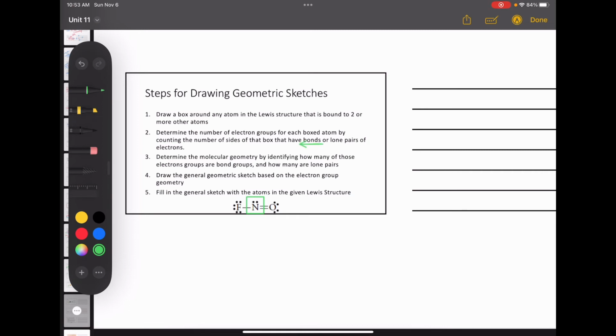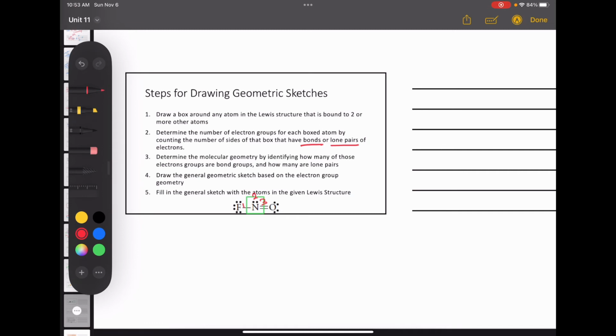So we're doing bonds and lone pairs. We're counting everything. So I'm looking for the nitrogen. How many electron groups do I have? I have one right here. I have a second one on the top, and I have three down here.